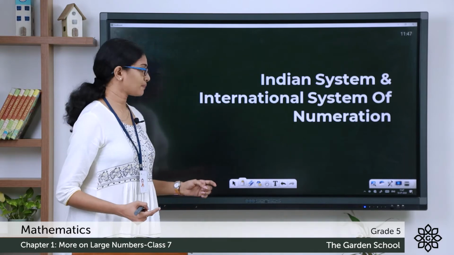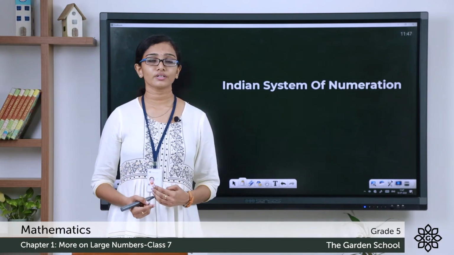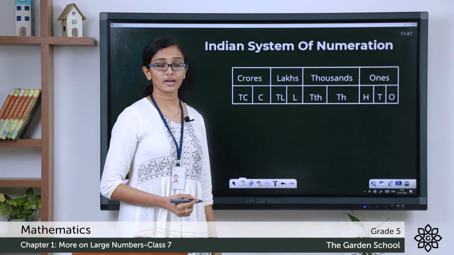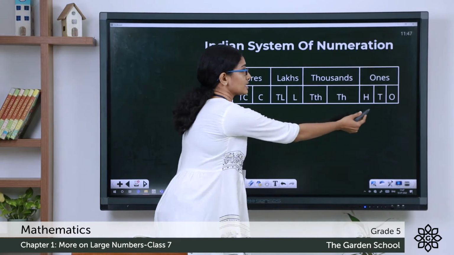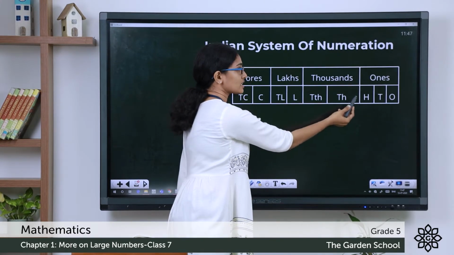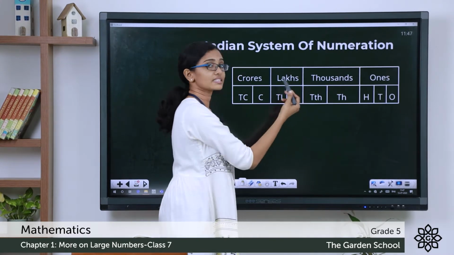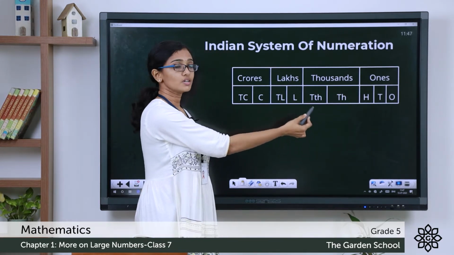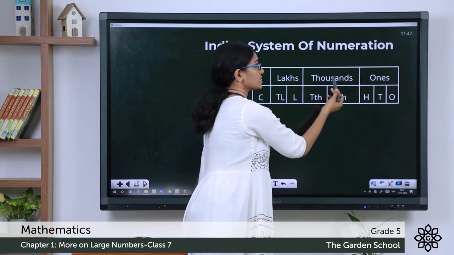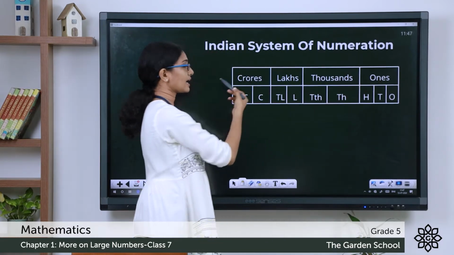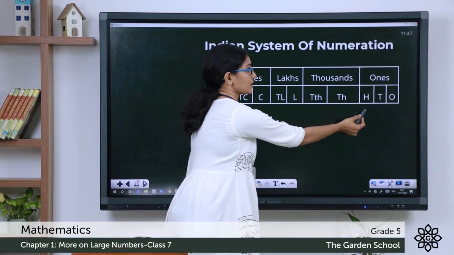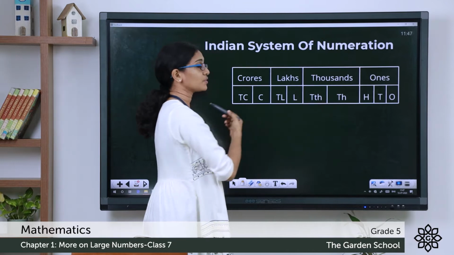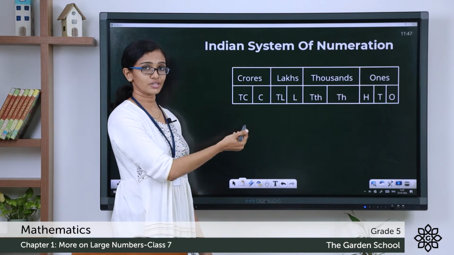Before digging deep into that, let's see the important concepts in the Indian system of numeration once again. This is the place value chart for the Indian system. You can see the places marked here. You have the ones, tens, hundreds, thousands, 10,000s, lakhs and so on. At the top, you can see the places are grouped together to form periods. You have the ones period, thousands period, lakhs period and crores period. In the ones period alone, you have 3 places: ones, tens and hundreds. All the other higher periods have 2 places each.